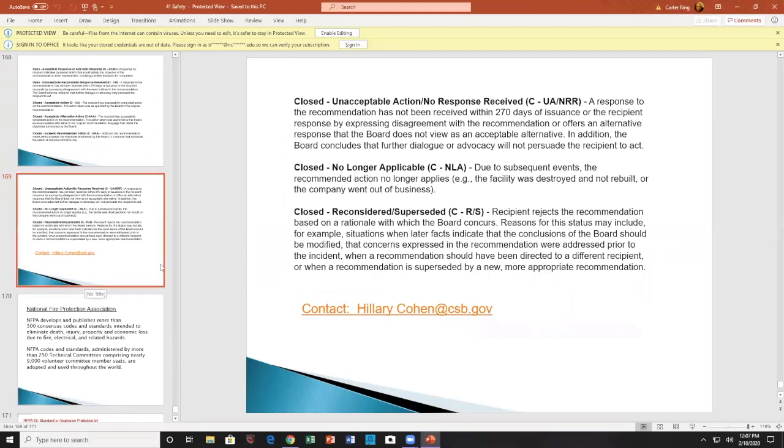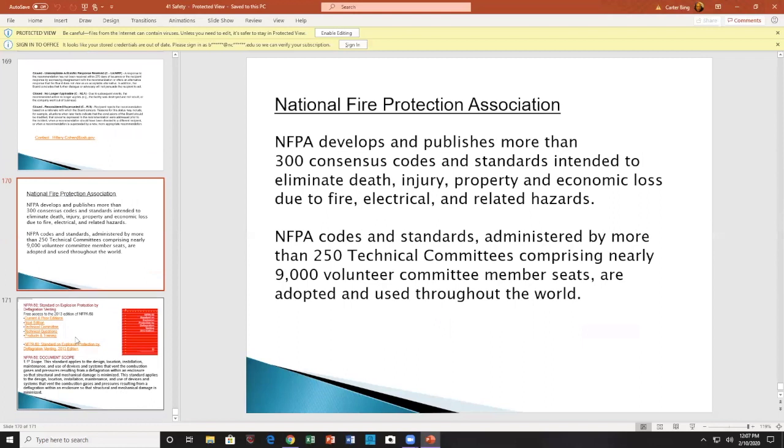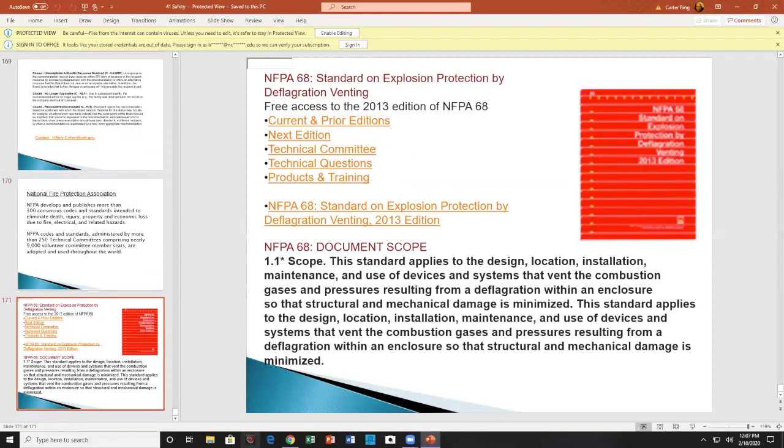Anyway, I don't know why this is here. Hillary at the Chemical Safety Board. I have forgotten who that chap is, I apologize. The National Fire Protection Association is a good idea. Get acquainted with that sort of stuff. And explosion protection, a whole slew of things out there.